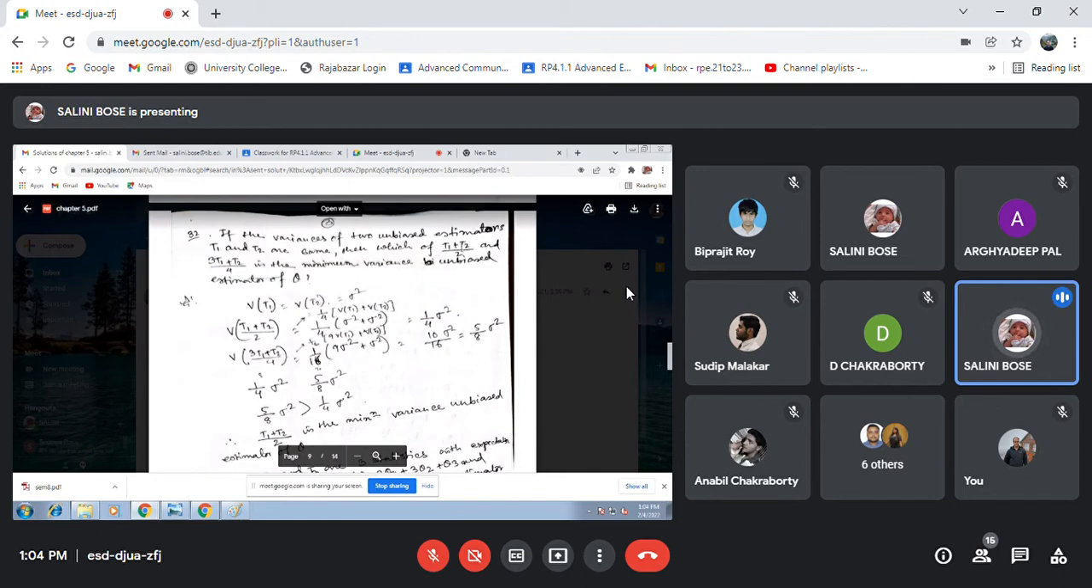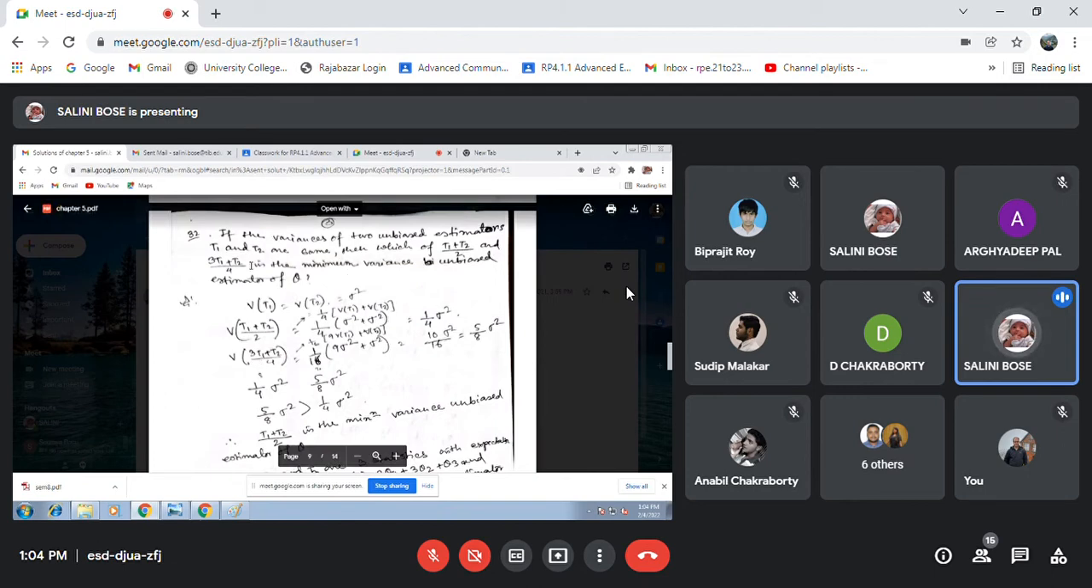So variance of (T1 plus T2) by 2 is 1 by 4 variance of T1 plus variance of T2. That is equal to 1 by 4 (sigma square plus sigma square), that is 2 sigma square. So 2 by 4, it will be 1 by 2 sigma square. Here it is written wrong. It is not 1 by 4, it is 1 by 2, because you are getting 2 sigma square. So 2 by 4, that is 1 by 2 sigma square.